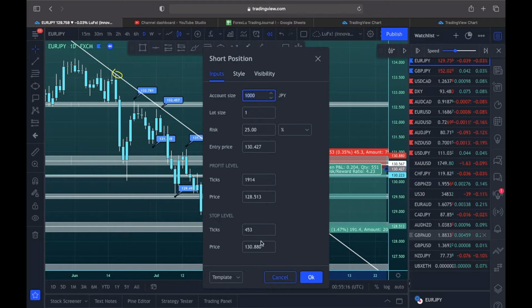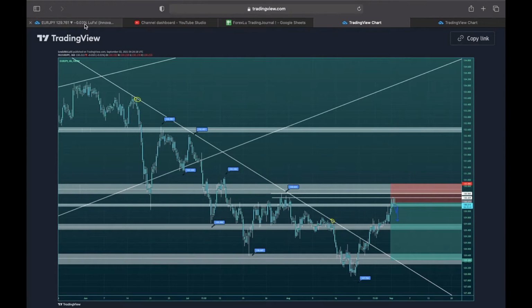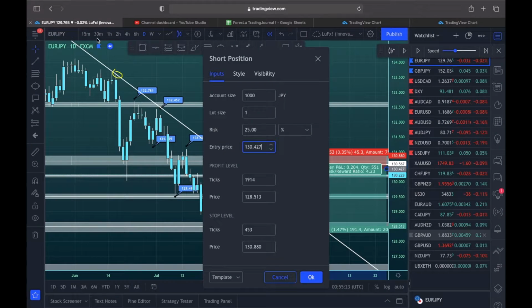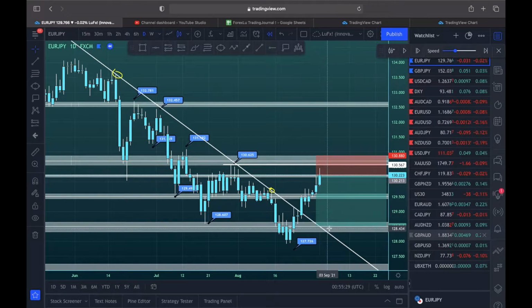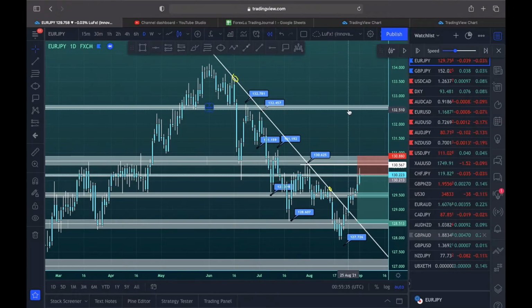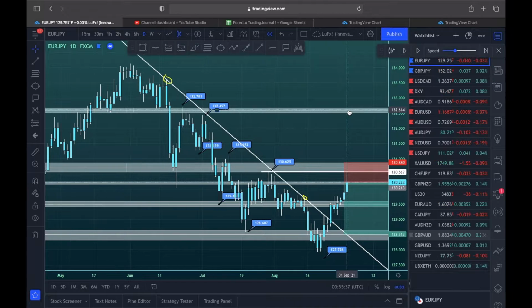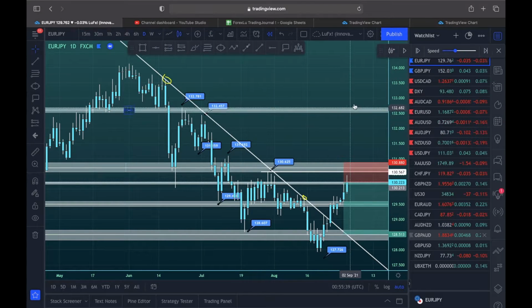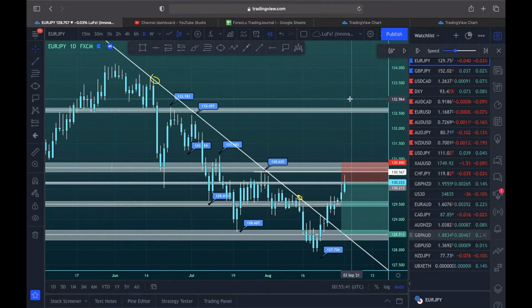I got in around 130.213. My take profit was here. So this is like a 2 to 55 trade, right? Or 2.55. So I was risking 1% to make 2.55. So a little under 3. So this is what the trade looked like.